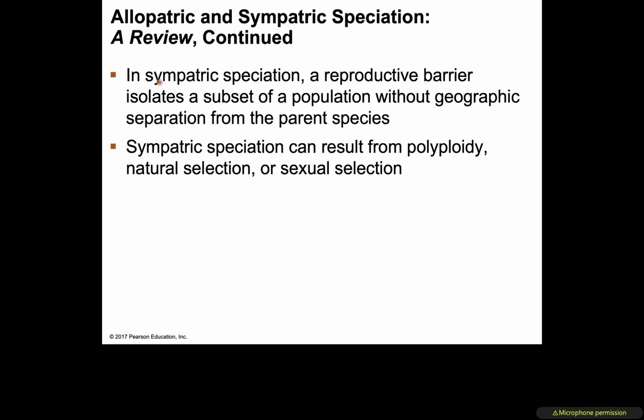In sympatric speciation, a reproductive barrier isolates a subset of populations without geographic separation. It just happens literally within their population. And that sympatric speciation results from either polyploidy, natural selection, or sexual selection.